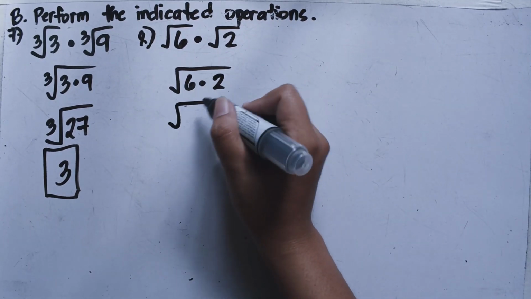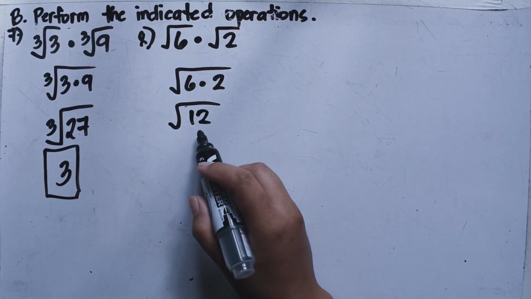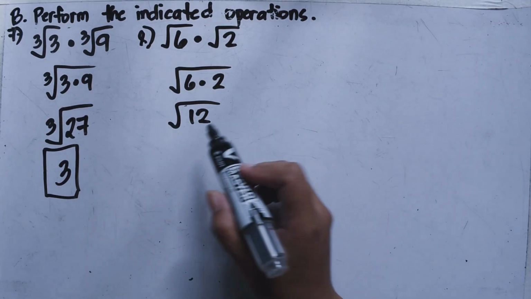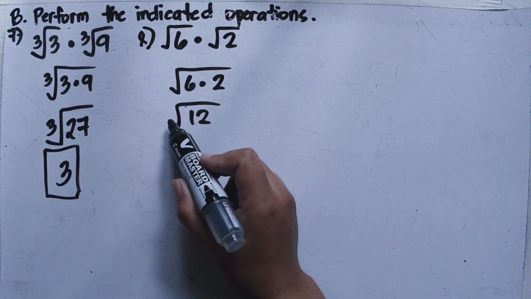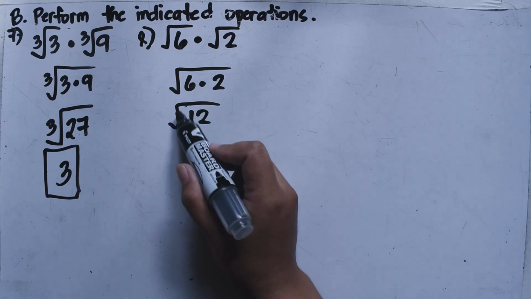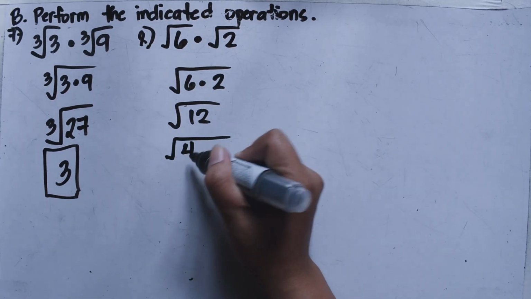So, we have square root of 6 times 2 is 12. Ma'am, nasisimplify pa po ba yan? Tingin nyo po. Yes, nasisimplify pa siya. Hahanapan natin si 12 ng factor na may perfect square. Kasi square root yan, diba? Square root. So, alam natin na yun ay 4 times 3.